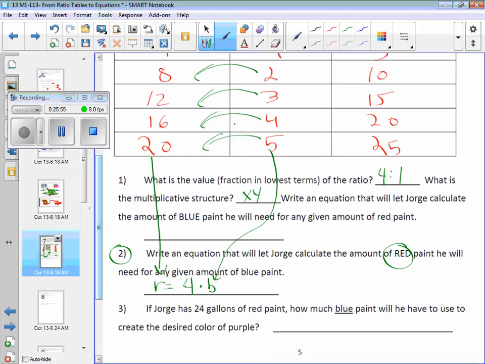Let's reverse it. What if I now want to figure out blue paint? If you have trouble with that reciprocal fraction, keep it division. Because if you're not ready for it yet, so be it. But I now have B on one side, and I know I've got to have a Y here on this side, but I've got to do something to it. What do I got to do?